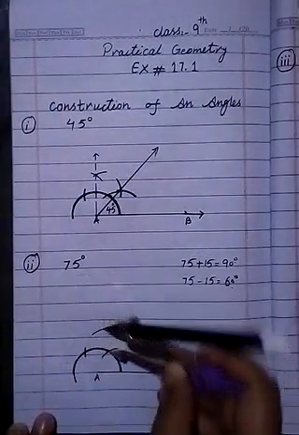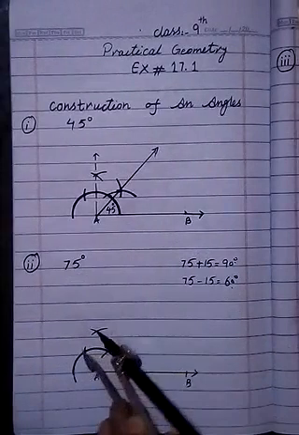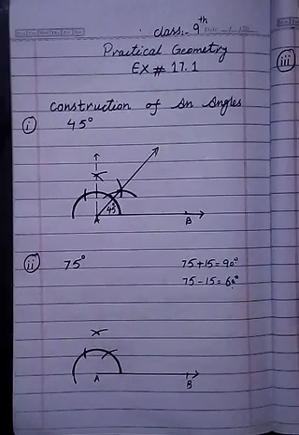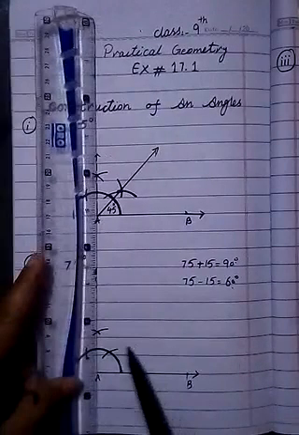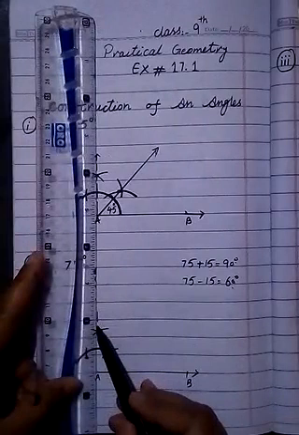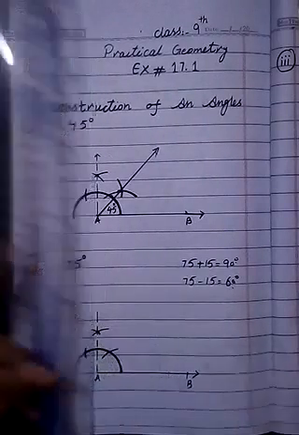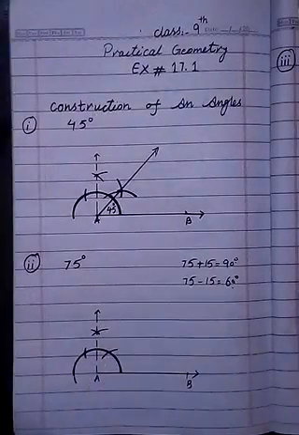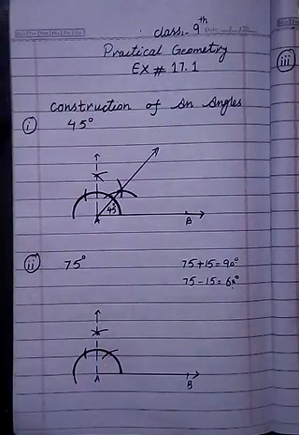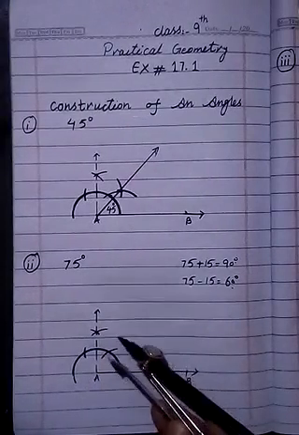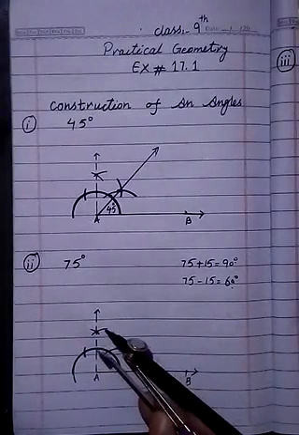Draw second arc. Now you will construct here the angle of 90 degrees. You will join in dotted form because this angle is not our requirement. This will just help to draw the 75 degree angle. That is the angle of 60 degrees. That is the angle of 90 degrees.